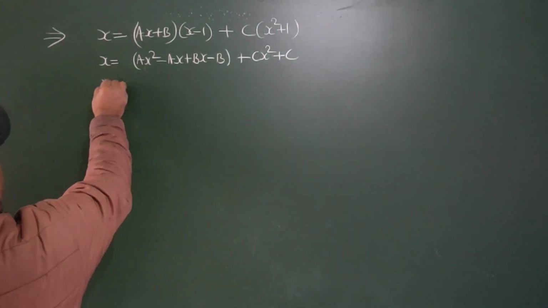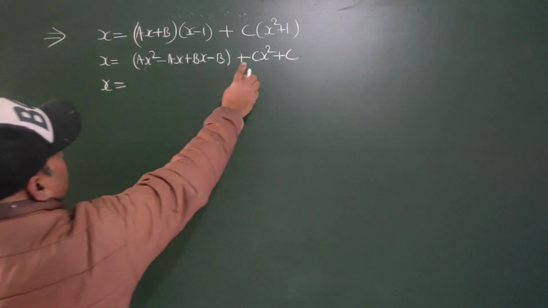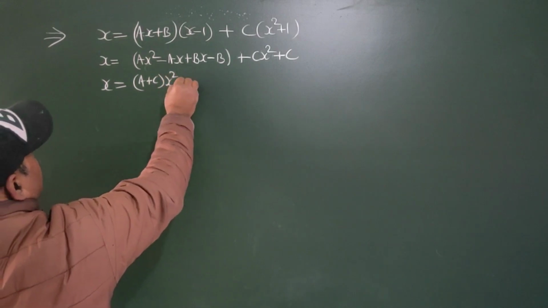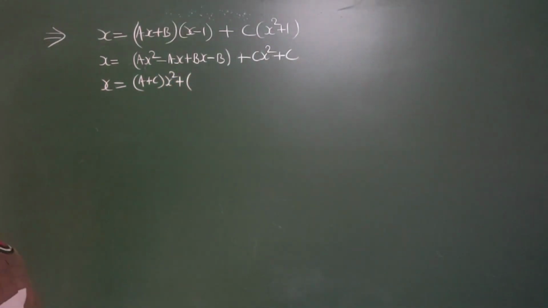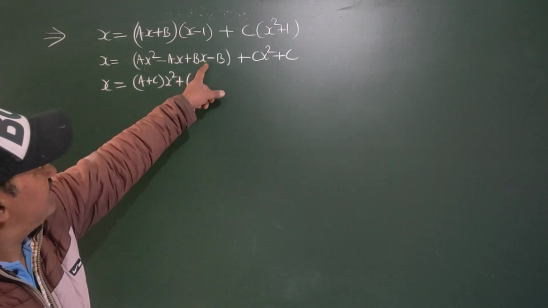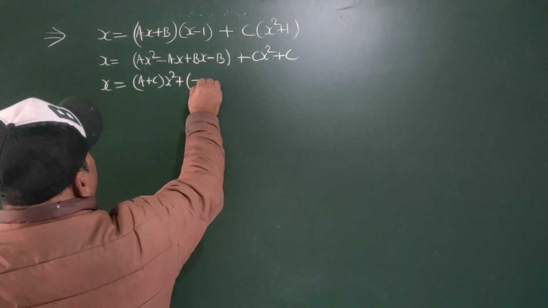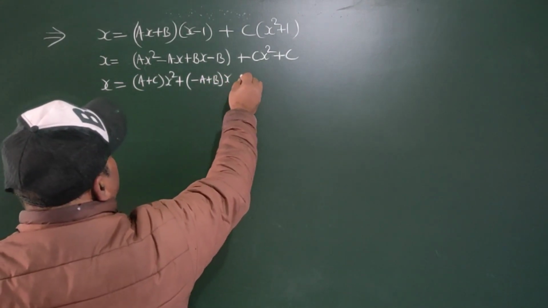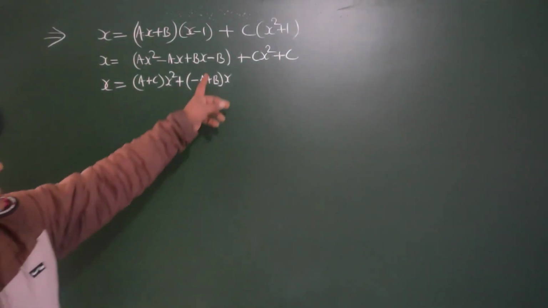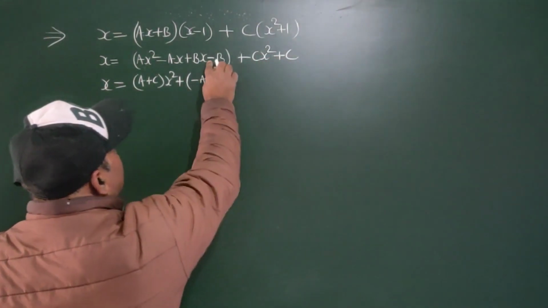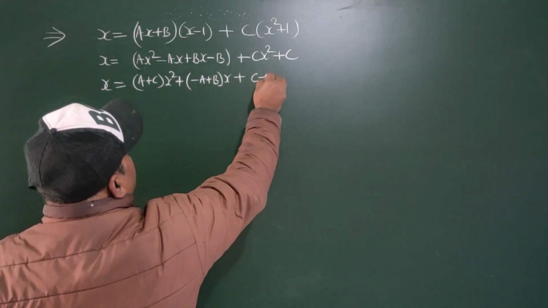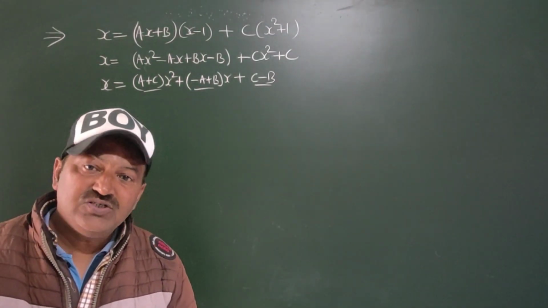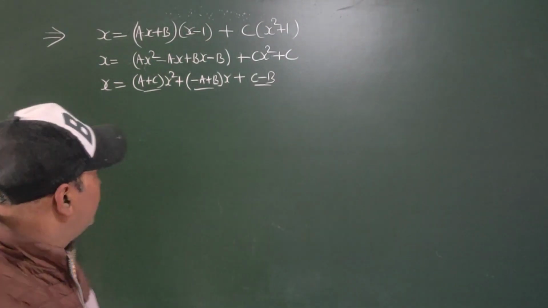Therefore, collecting terms, we get a plus c into x square, then minus a plus b into x, and at last the constant term, c minus b. After multiplication of equation number 1, we get this.